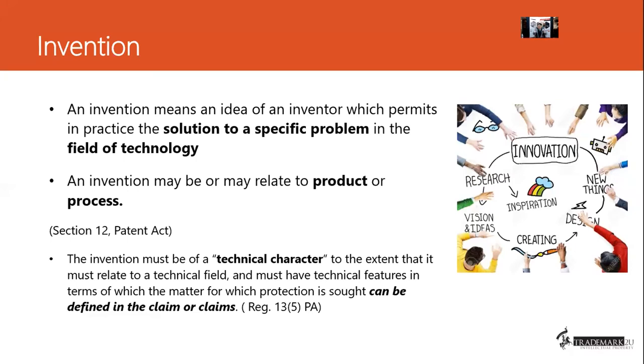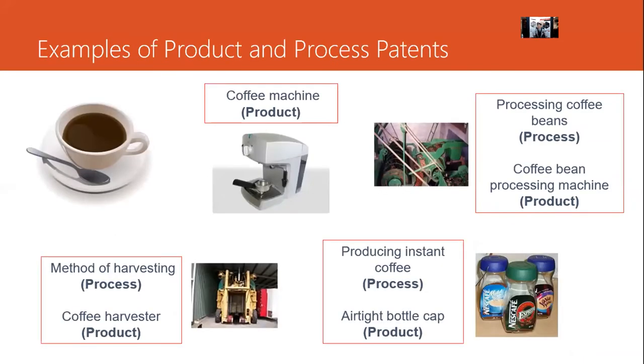So you know that a product and a process can be patented if it's an invention itself, okay? Let me give you examples of a product or process patent. For example, coffee machines, the method of harvesting coffee, a coffee harvester, and coffee processing machines and all these things. Even an airtight bottle cap is also a patent, all right, a product.